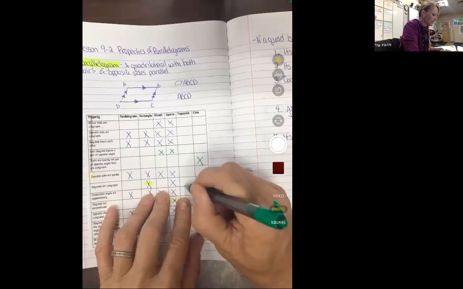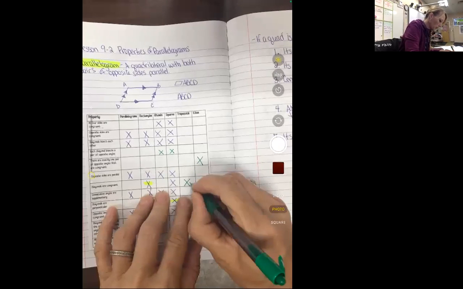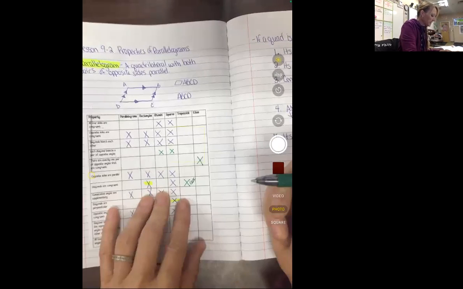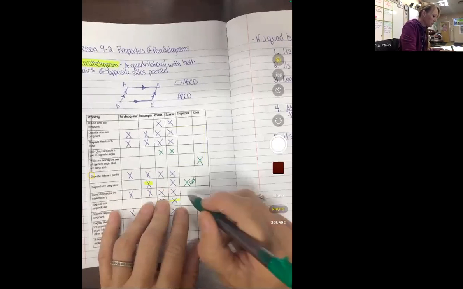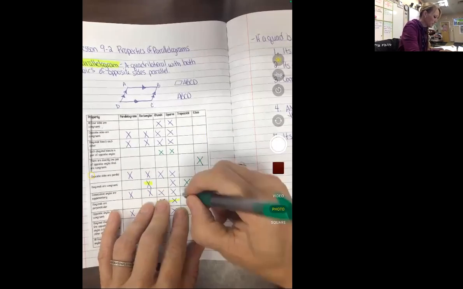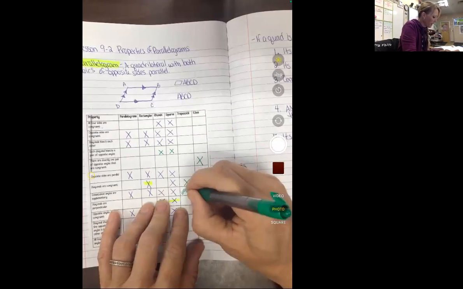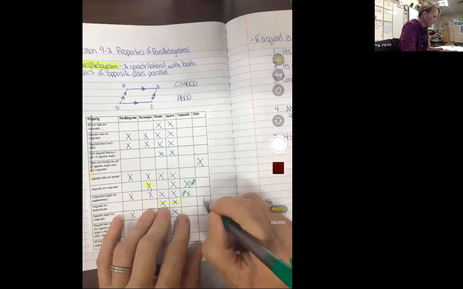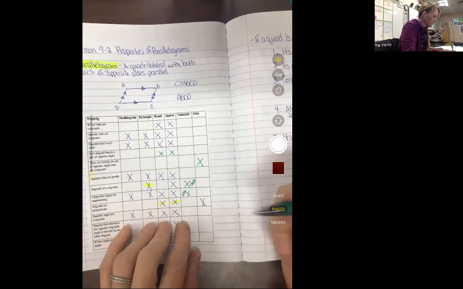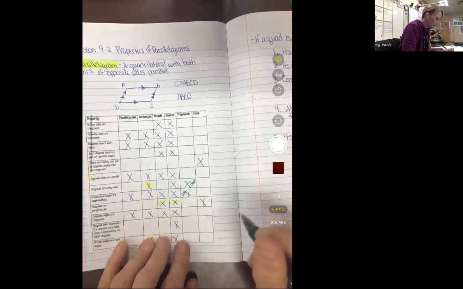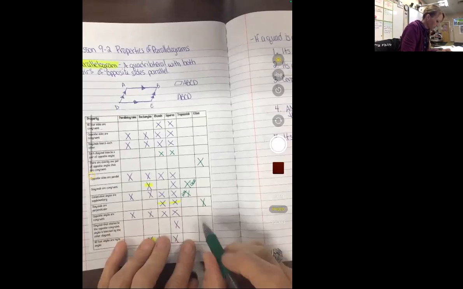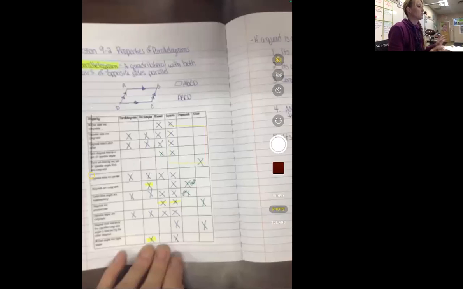Diagonals are congruent. That does happen in isosceles trapezoids only. Consecutive angles are supplementary. That is true in trapezoids that are isosceles only. Diagonals are perpendicular. That happens in kites. Opposite angles are congruent. That doesn't happen in either. The diagonal that sets the opposite congruent angles is bisected by the other diagonal. That happens in kites. And all four angles are right angles. So that's not true. So we finished that up.